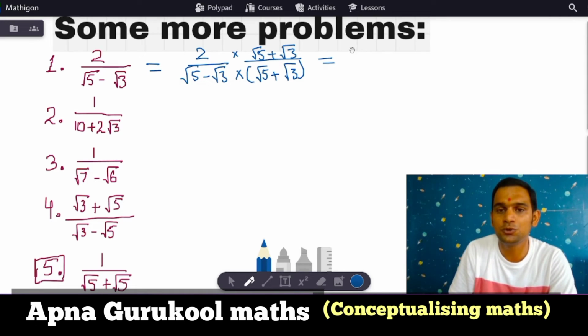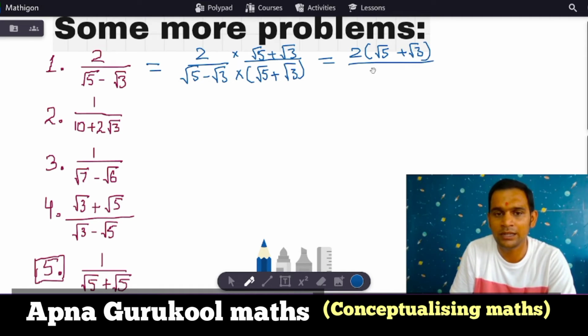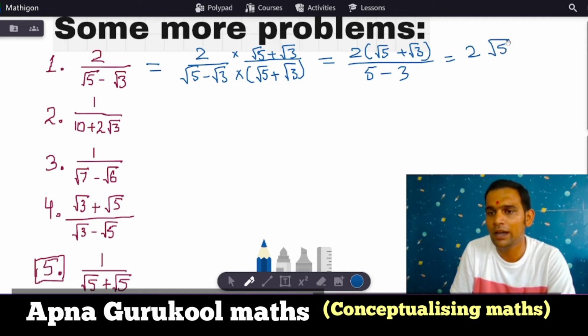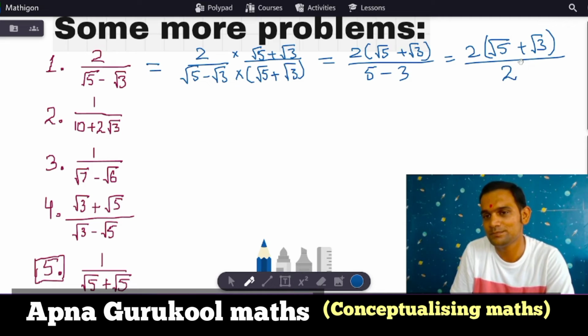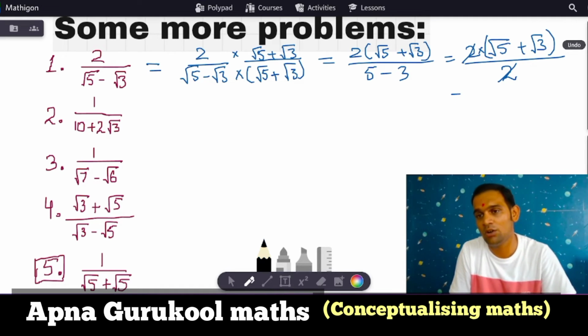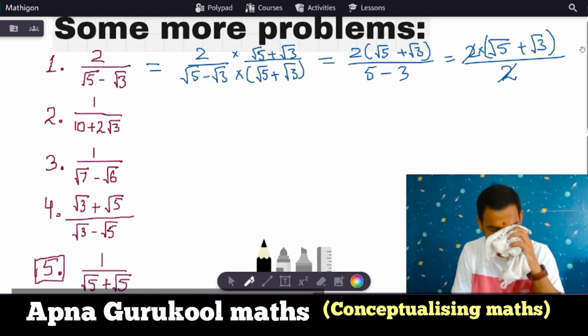So that is equal to 2 times root 5 plus root 3, and in the denominator we get square root 5 square is 5, minus 3. So we get 2 times square root 5 plus square root 3, obviously in brackets, and then 5 minus 3 is 2. Now since you can see this 2 is in multiplication to this whole term, we can simplify this also. So we only get square root 5 plus square root 3. Obviously the denominator is 1 and 1 is a rational number.